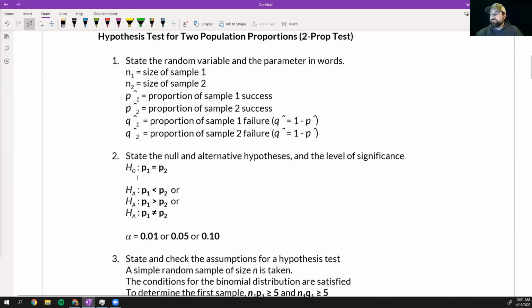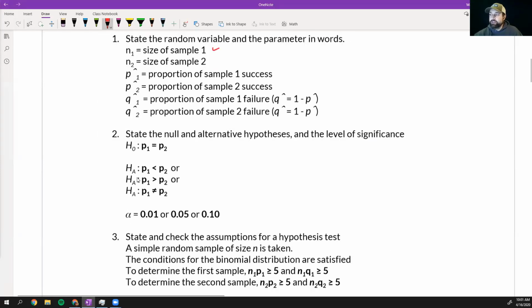So that means you're going to have two samples. So we need the size of each sample. We need the p-value, the proportion of successes of each sample, and consequently the q-value, the probability of failure of each sample. Okay, the null hypothesis is, once again, there's no difference between the p-value of sample 1 compared to sample 2. So this says no difference, that they are the same. That the sample 1 proportion is the same as the sample 2 proportion.